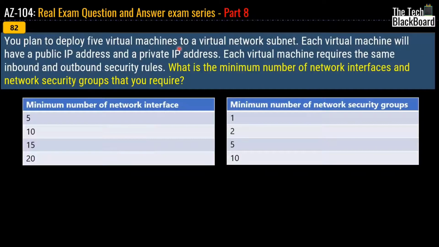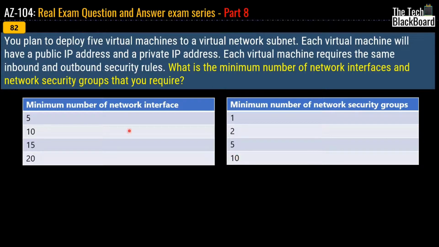Coming to question number 82, the question says that you plan to deploy 5 virtual machines to a virtual network subnet. Each virtual machine will have a public IP and a private IP address. Each virtual machine requires the same number of inbound and outbound security rules. What is the minimum number of network interfaces and network security groups that you require? And your options are given here. You have network interfaces, and the options are 5, 10, 15 and 20. And then here you have network security group or NSG, and the options are 1, 2, 5 and 10.